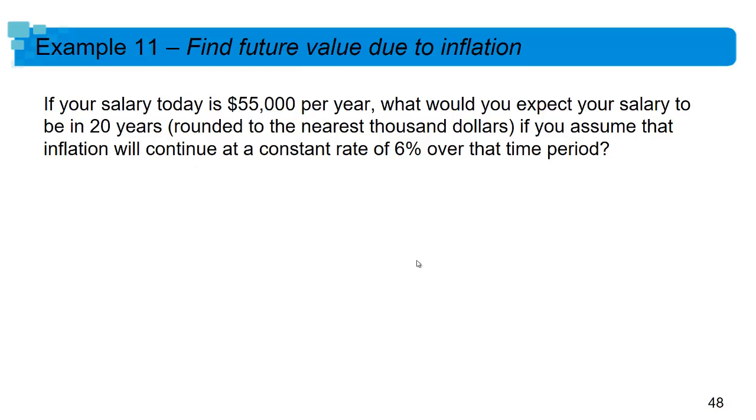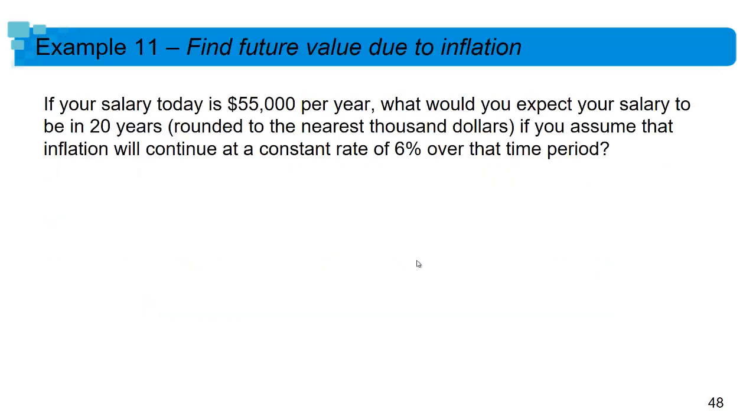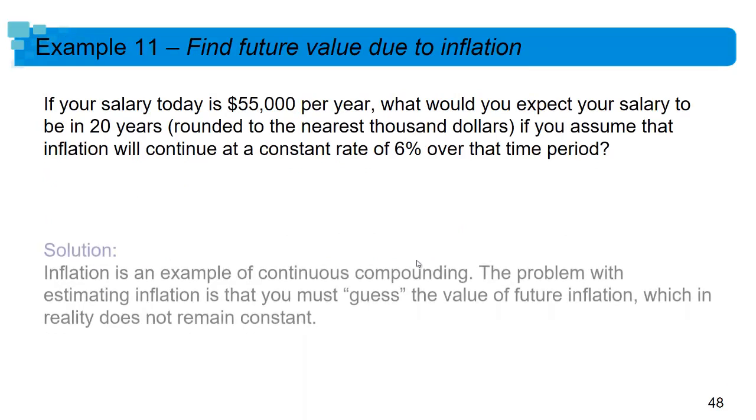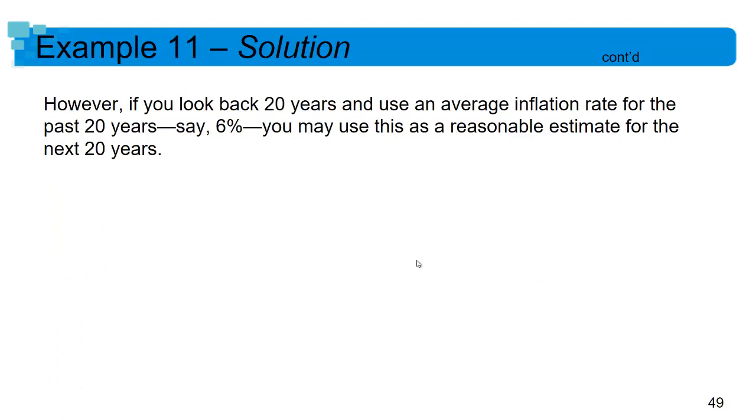With that in mind, if you make $55,000 a year now, what should you expect your salary to be in 20 years if we assume inflation will continue at a constant rate of 6%? Now, inflation never goes up at a constant rate. It fluctuates. Some years it goes up more than others. But if we look back over the last 20 years, we can see that on average it went up 6% per year. So that's a pretty good guess for what we think will happen in the next 20 years. That's why we're using 6%. It's just our best guess of what would happen.